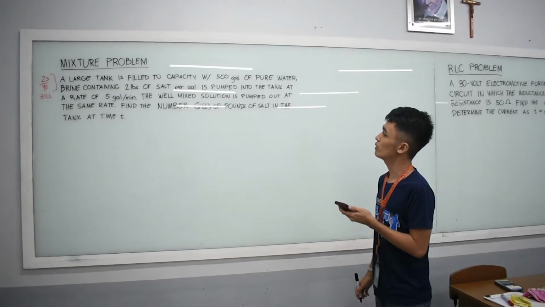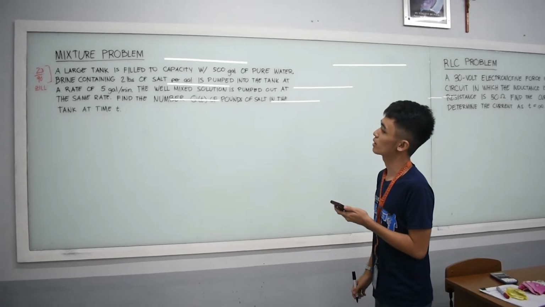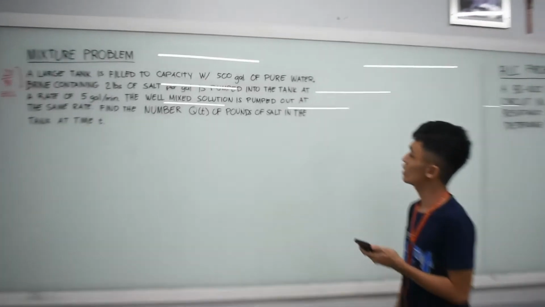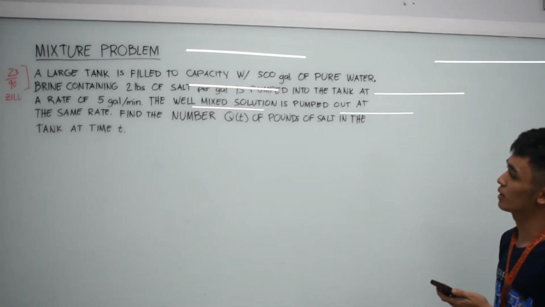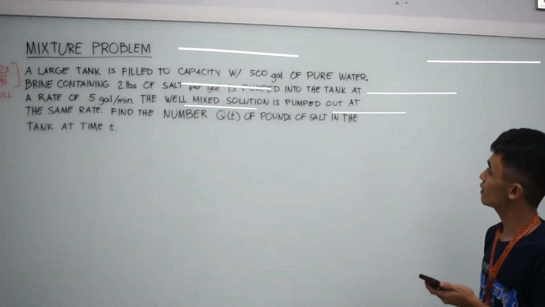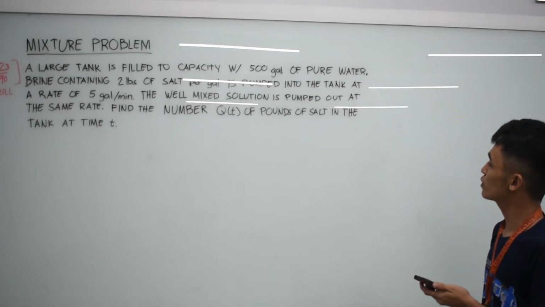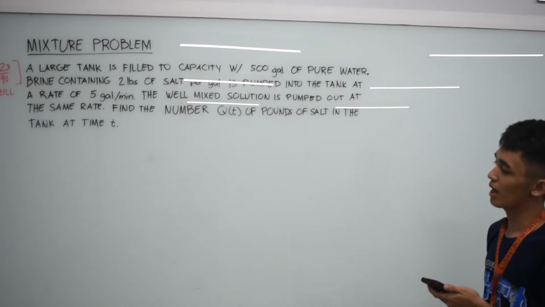This is an example of solving mixture problems using a first-order differential equation. A large tank is filled to capacity with 500 gallons of pure water. Brine containing 2 pounds of salt per gallon is pumped into the tank at a rate of 5 gallons per minute. The well-mixed solution is pumped out at the same rate. Find the number of pounds of salt in the tank at time t.